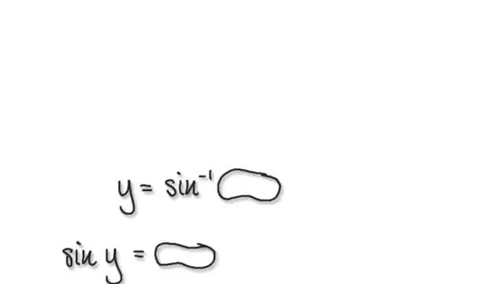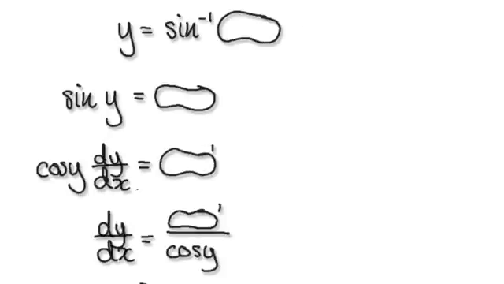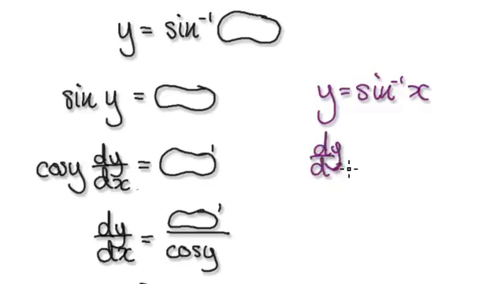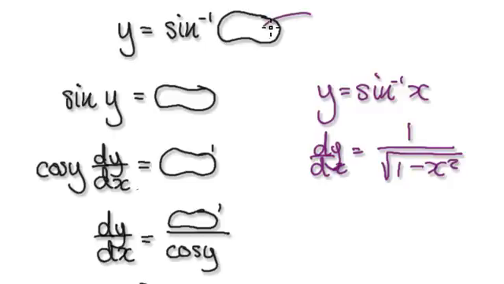Before I give you the next exercise, let me just quickly give you a reminder of what we've done in the past. So when you try and differentiate, let's say, y equals inverse sine of x, a simple inverse sine of x here, if you differentiate this, you would get 1 over square root of 1 minus x squared.